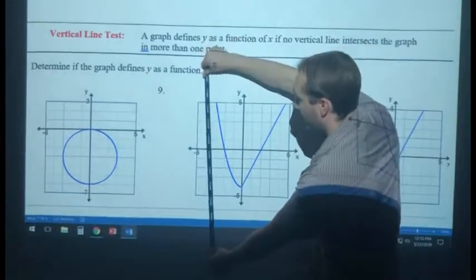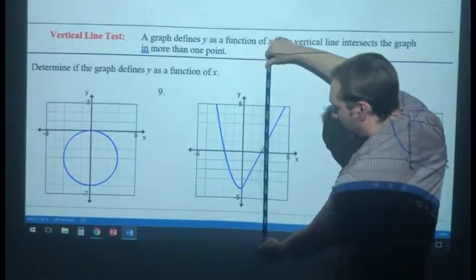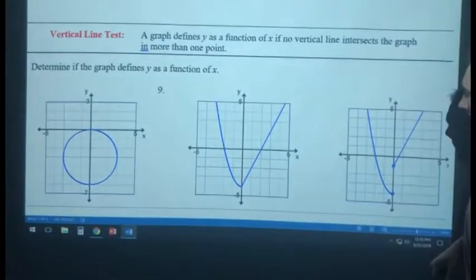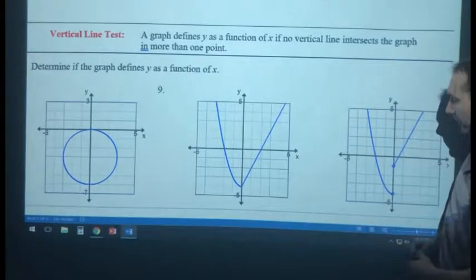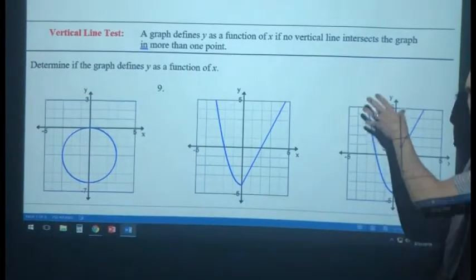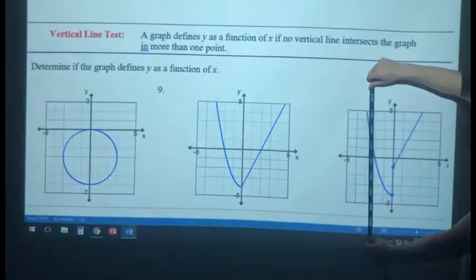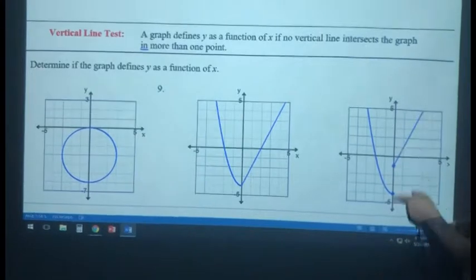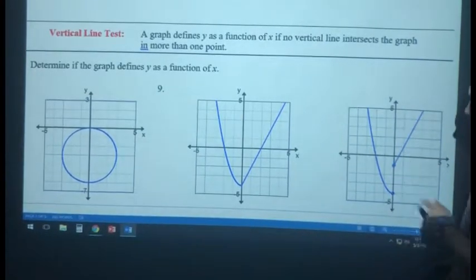Now what about this graph? As I go from left to right, I see I am only touching my lanyard once, so it is a function. Now even though this one is separated, we'll see in a minute this is called a piecewise function, as long as I have one value for y for each value of x. And as I go across here, it does look like I have 1 and 1, but as you see here, when x is 0, I have two values of y. This is not a function.